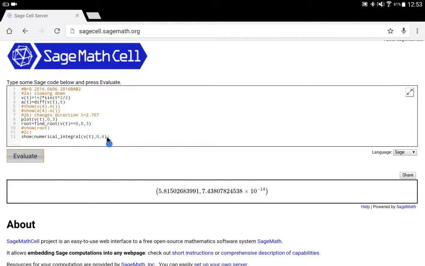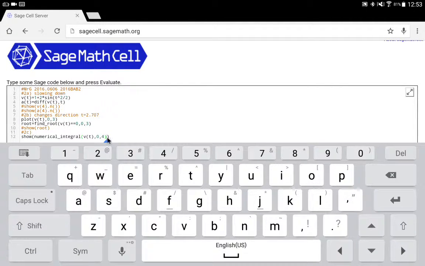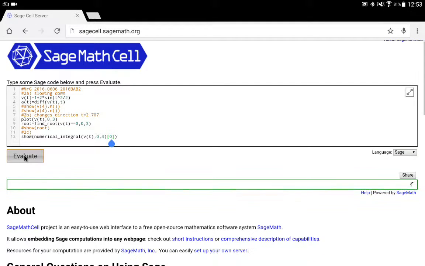So since it's a list, I can tell it just to give me the first element of the list. I can say sub 0 is the first, sub 1 is the second element. I want sub 0. And let's see if we can just evaluate this much.